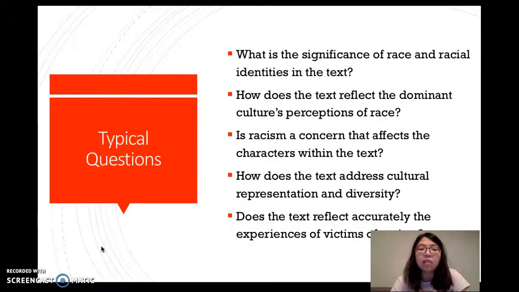And last but not least, these are the questions that guide critical race theorists, looking at the significance of race and racial identities within the text and without the text, and looking at racism as a concern for characters within the text and for the author as well, and for readers when they're responding to the text, and how the texts reflect the experiences of victims of racism, or addressing cultural representation and diversity, whether it accurately portrays experiences of people of different races. And that is it.